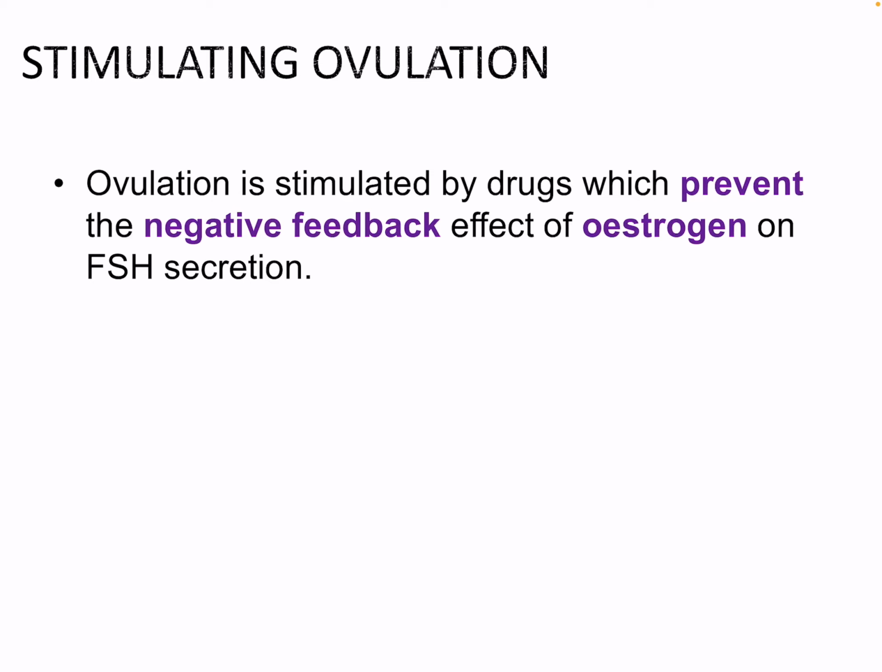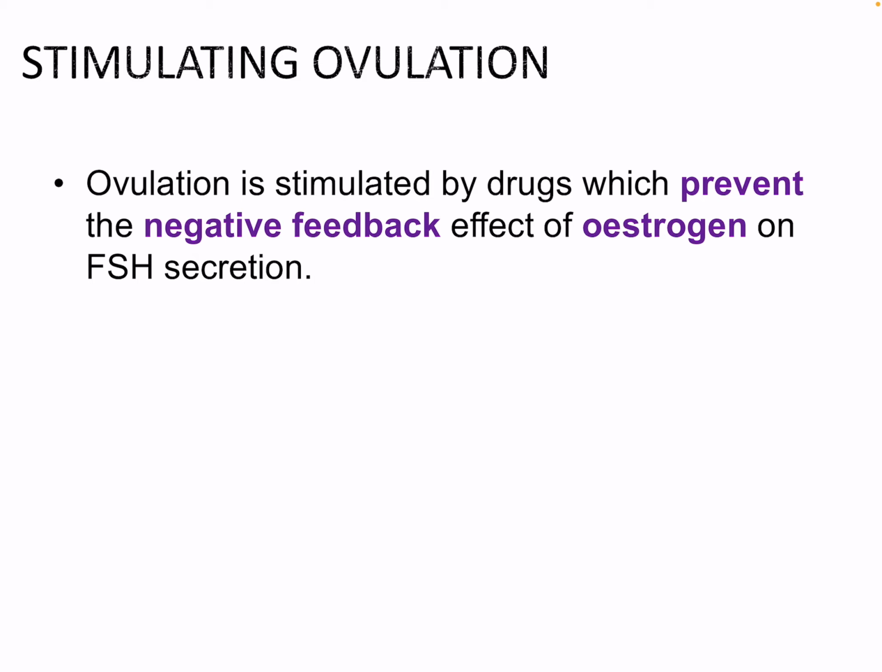So, the way ovulation stimulation drugs work is by preventing the negative feedback effect of estrogen on FSH secretion. So if you think back to the previous key area where we talked about the hormonal control of the menstrual cycle, you'll remember that high levels of estrogen have an inhibitory effect on the pituitary gland and prevent the release of FSH. This then prevents the development of any more follicles within the ovary.